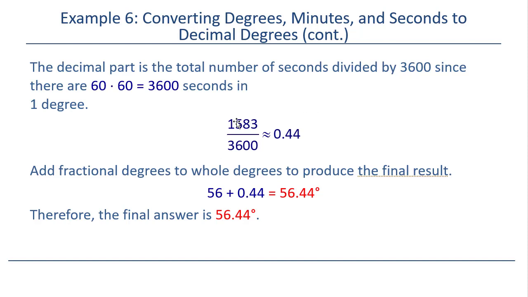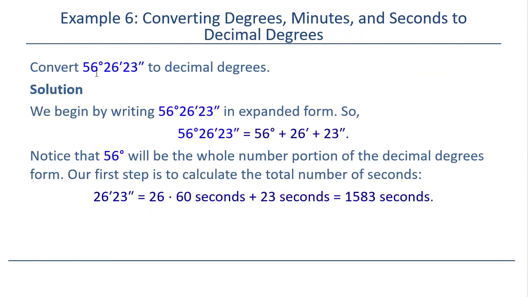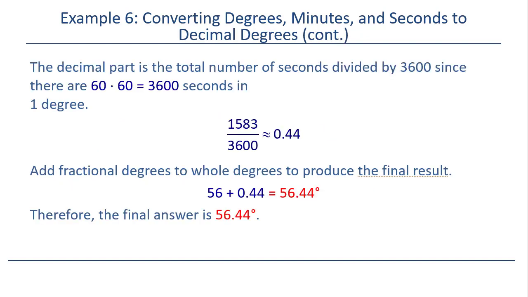So if we take our 1,583 seconds and divide it by 3,600 seconds, that's going to give us the fraction of an hour, or in this case, the fraction of a degree. And if we stick that in our calculator and round to 2 decimal places, we get 0.44. So that original stuff, 56 degrees, 26 minutes, 23 seconds, is the same thing as 56.44 degrees. And now we've converted in both directions.